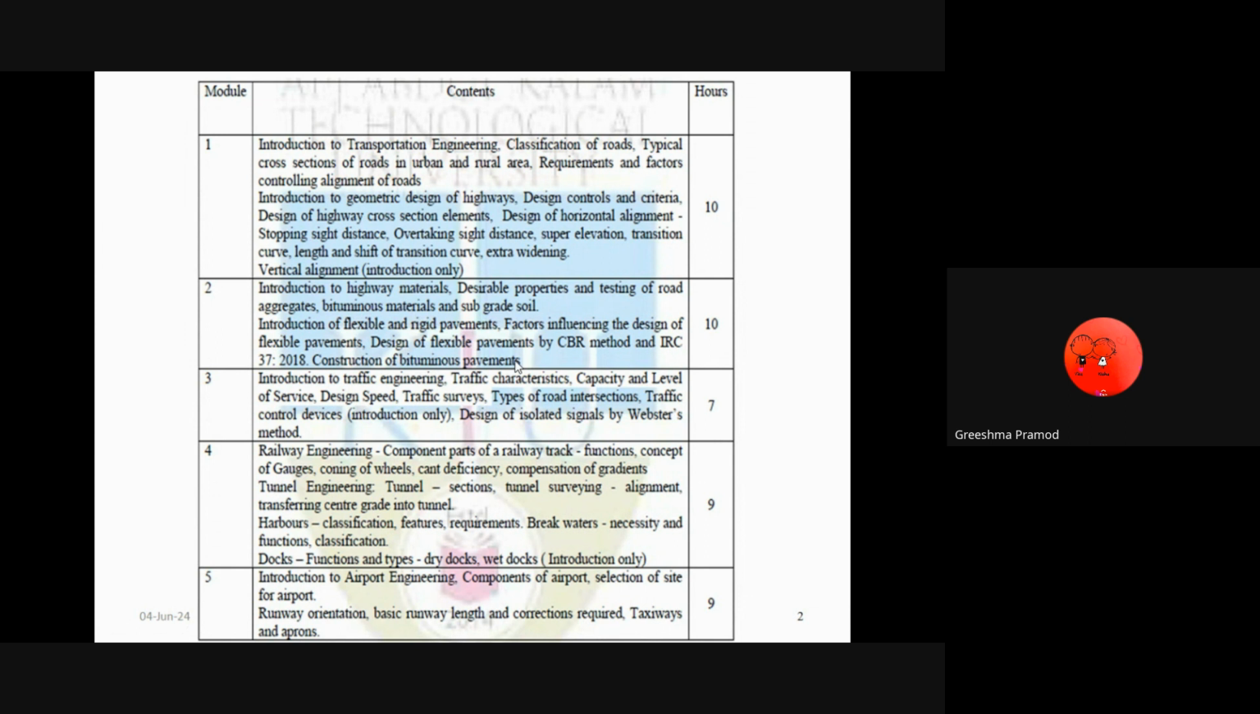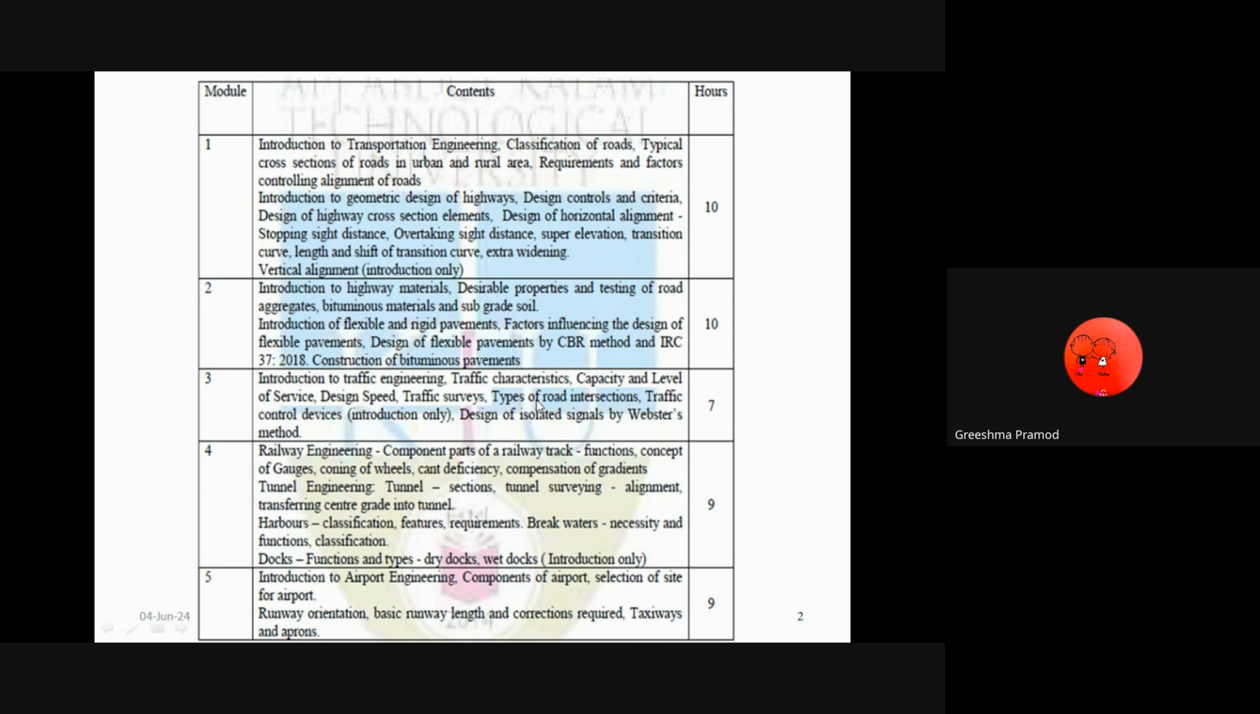Now I'll come to the important questions and answers later. First, I'll just give you an overview from the syllabus of what all is important. And in module three, from traffic engineering: what are the traffic characteristics, and from capacity, what are the types like basic capacity, possible capacity, and practical capacity; and from level of service, the different categories of level of service, and what are the factors affecting LOS, level of service. That is important.